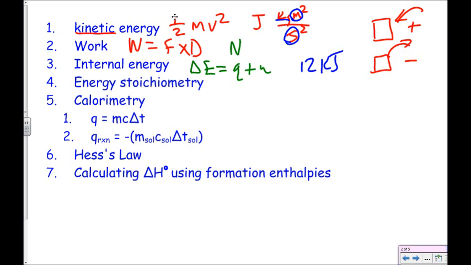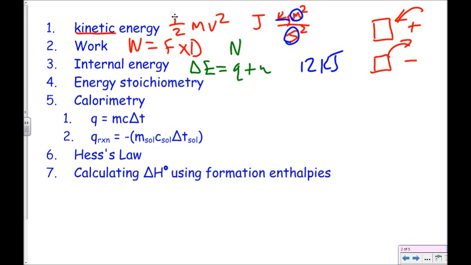Now, the rest of this is really the meat of the chapter with the different types of calculations we've done. Energy stoichiometry is one type of problem, calorimetry in two different forms, Hess's law, and then calculating delta H using formation enthalpies. Those are all the other situations that we look at.